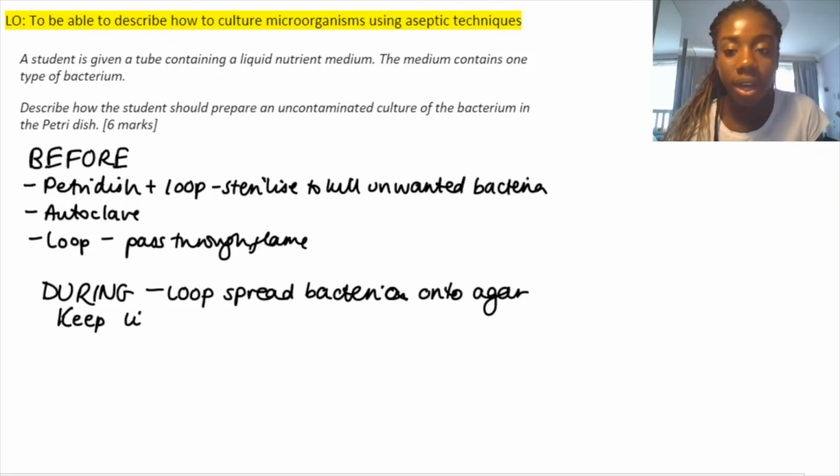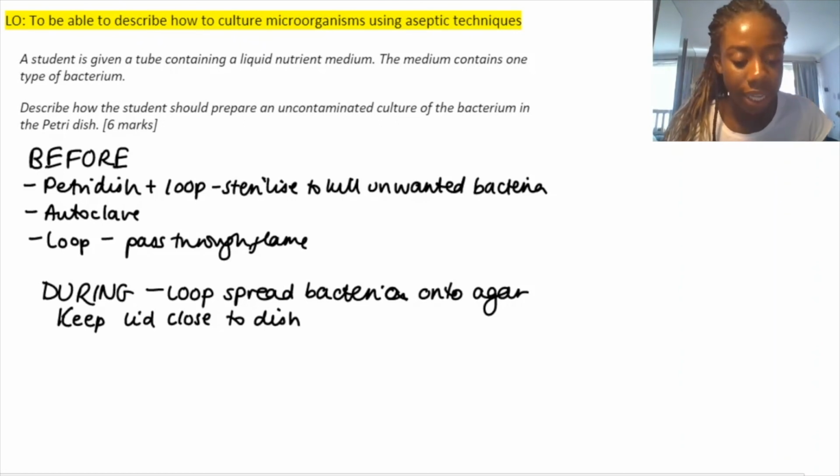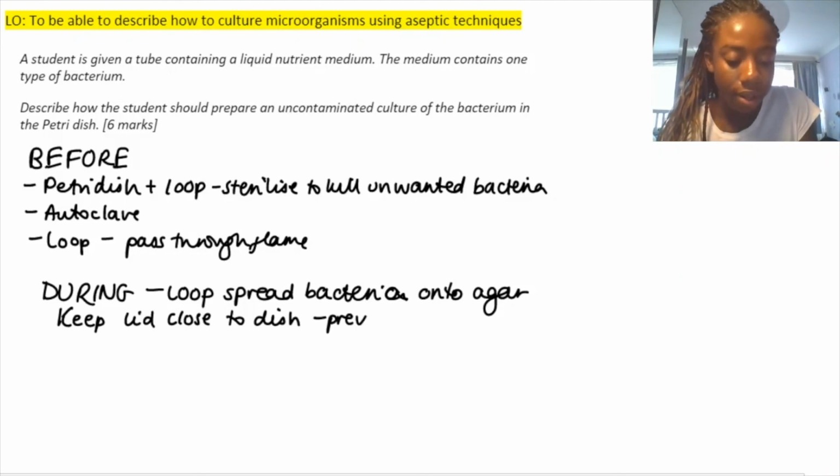And then also thinking about how we can minimise contamination during that period is to keep the lid of our dish as close to the dish as possible, so only opening it at a 45-degree angle, for example. So keep lid close to dish, and that is going to prevent airborne microorganisms from entering.